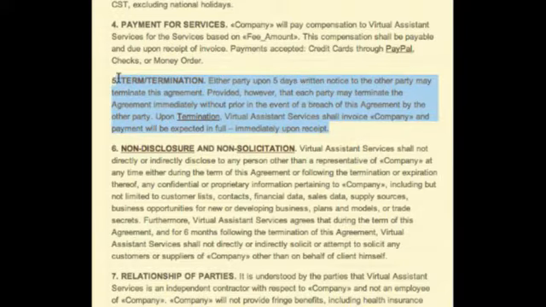Termination. Either party upon 5 days written notice may terminate this agreement, provided, however, that each party may terminate the agreement immediately without prior notice, because they forgot a word, in the event of breach of this agreement by the other party. Okay. Upon termination, shall invoice be paid in full.